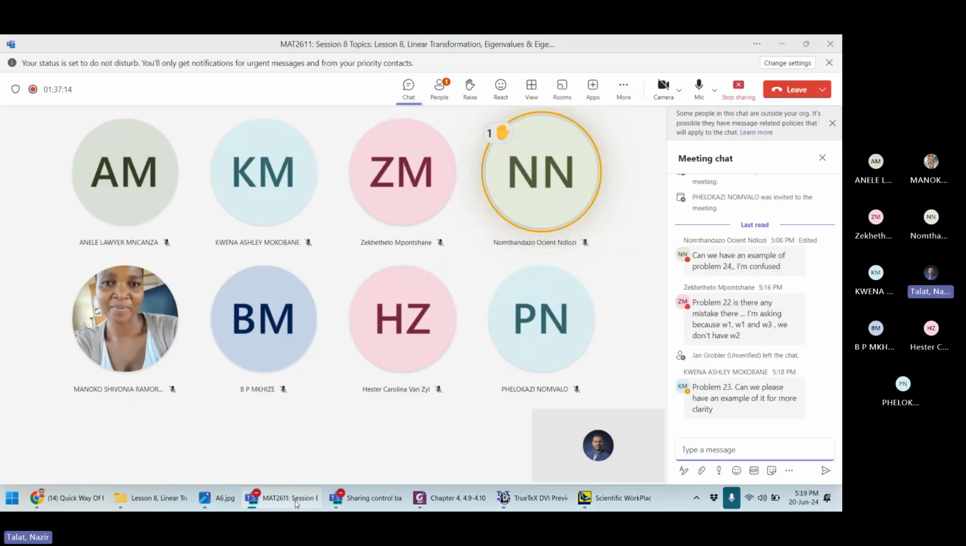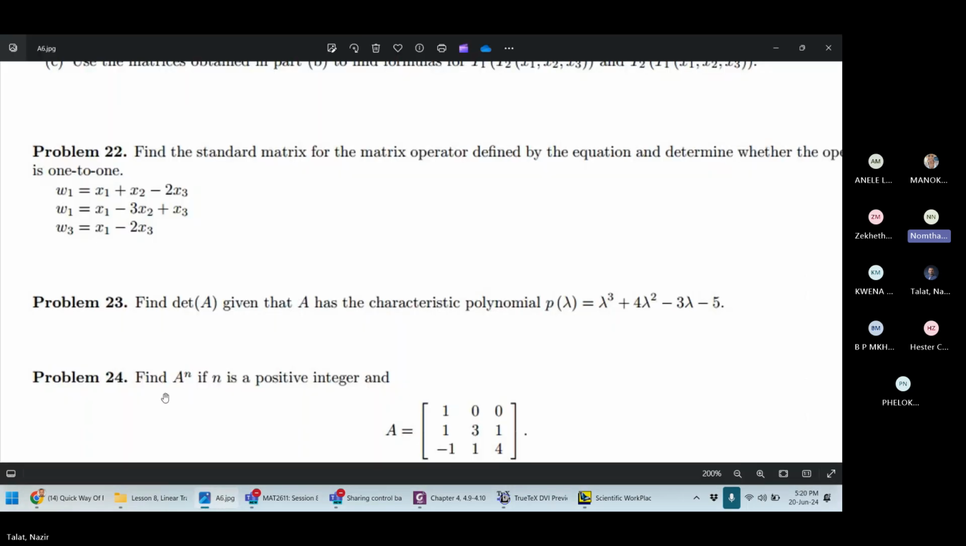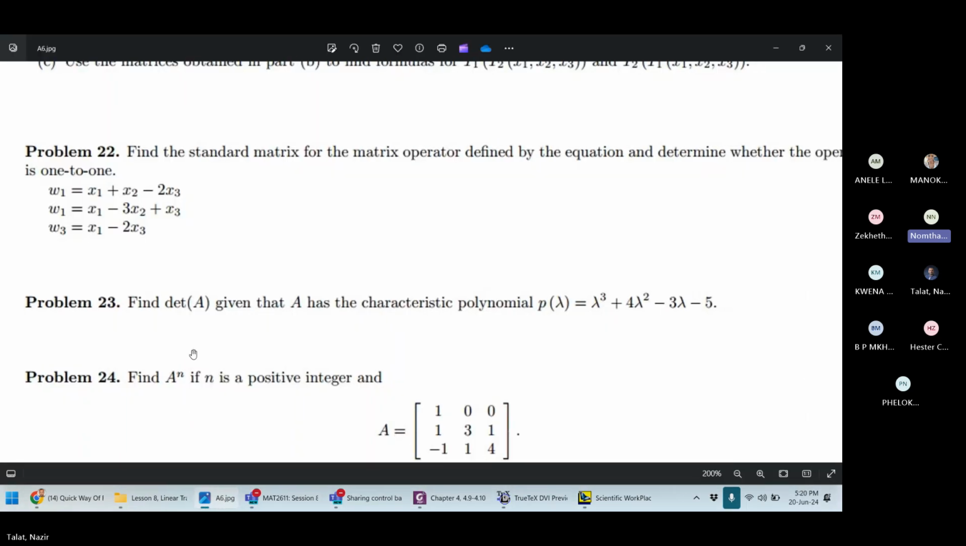Any other question? Yes, please. On problem 24, are you saying for n, we choose the n value that we want? For example, if n is 2, then we'll have A squared, then we multiply the two matrices. Is that what you're saying, or am I missing something? No.